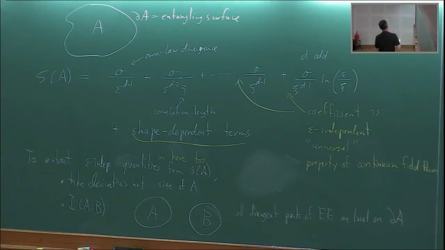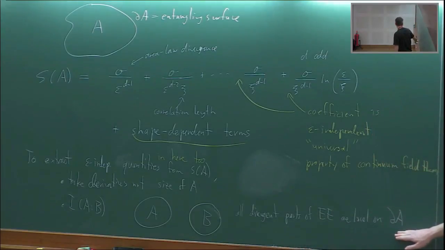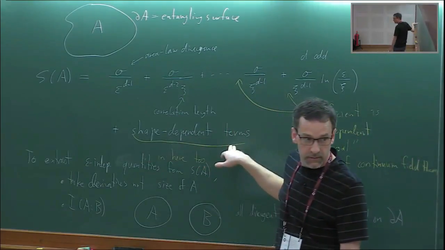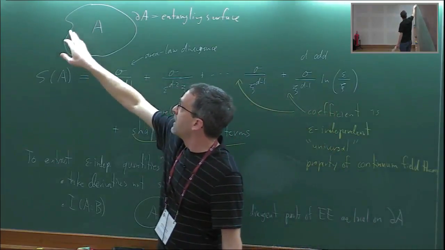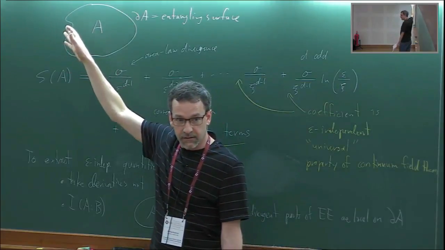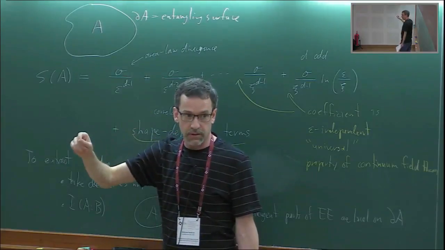Another thing I want to say, well, any questions about this? I mean, this statement, I haven't proven to you that all divergent parts of the entanglement entropy are local on the entangling surface. That doesn't mean that they are only from this term. They might be shape dependent. There are divergent pieces which depend, for example, on the integrated curvature of the entangling surface, but they're still local, meaning they're integrated local quantities, okay?